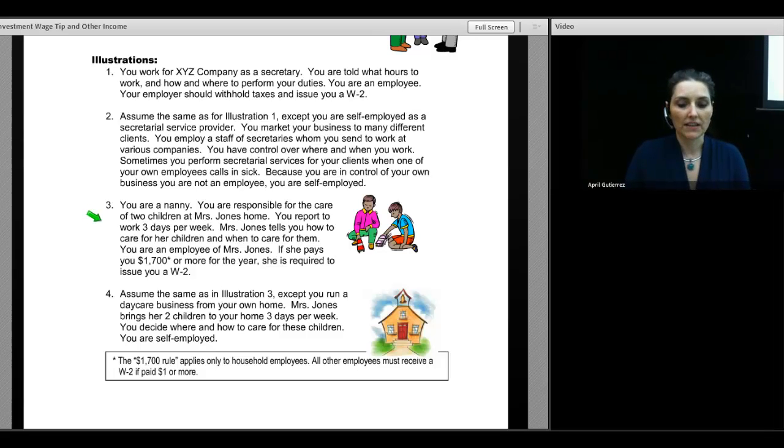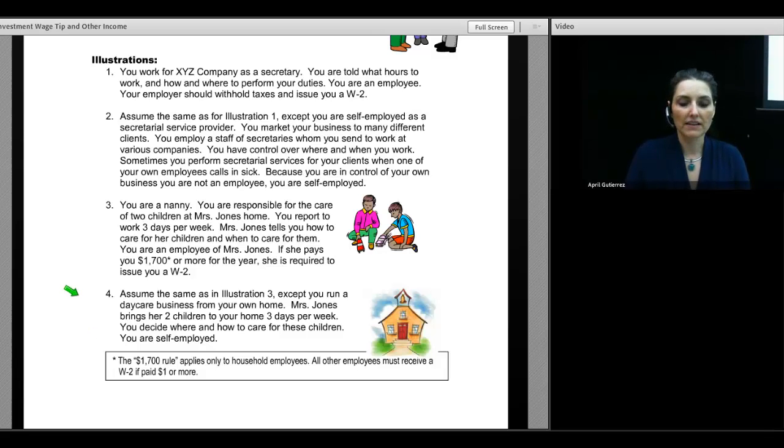You are a nanny. You are responsible for the care of 2 children at Mrs. Jones' home. You report to work 3 days a week. Mrs. Jones tells you how to care for her children and when to care for them. You are an employee of Mrs. Jones. If she pays you $1,700 or more for the year, she is required to issue you a W-2. Now, I have a little asterisk next to this W-2 comment because the $1,700 rule applies only to household employees. All other employees must receive a W-2 if they're even paid $1.